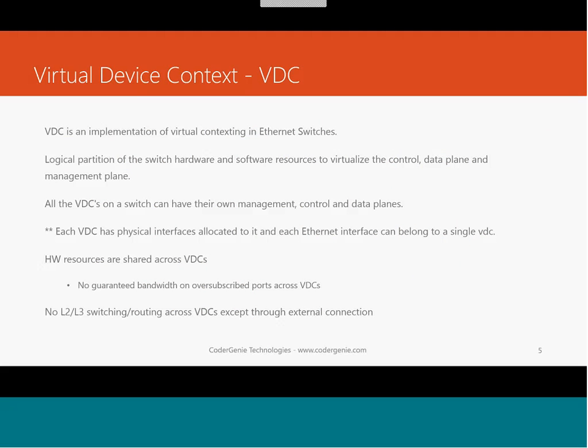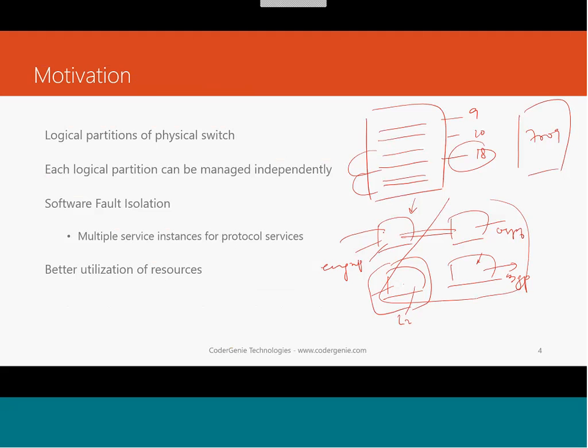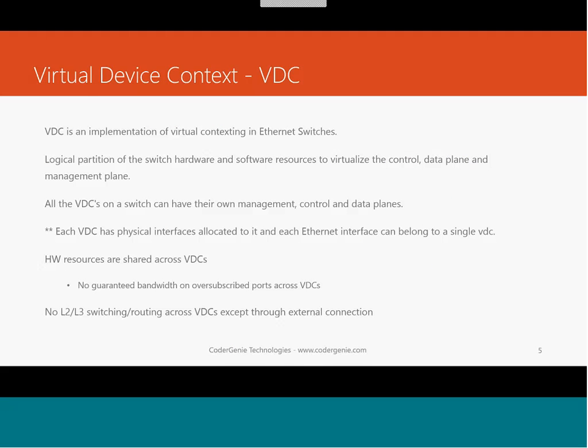A VDC is a logical partition of the switch hardware and software resources to virtualize the control plane, data plane and the management plane. So as I was saying, you can virtualize the data plane, the control plane, and the management plane for each VDC. So what forwarding features, control plane features, or management features, management roles and users you are using on one particular VDC are constrained only to that VDC. It doesn't matter what other features are on the other VDCs. It doesn't really matter what you're running on that VDC, right? So it totally virtualizes all these three planes, right?